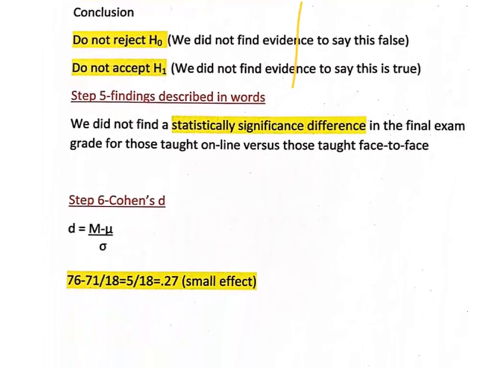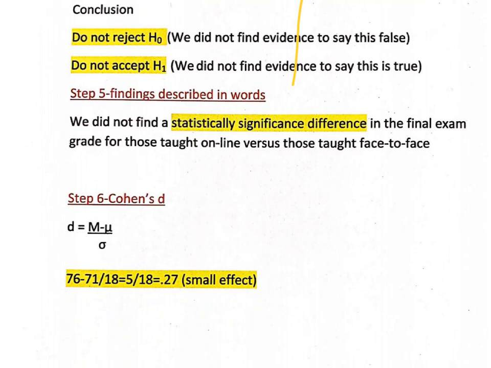Finally, the last thing here would be to do Cohen's d. Cohen's d would be the sample mean minus the population mean divided by the population standard deviation. So our sample mean is 76 minus 71. So essentially that would be 5 over 18 equals 0.27. So that would give us a small effect. The reason we do Cohen's d is to find the size of our treatment effect, and in this case it would be a very small treatment effect.